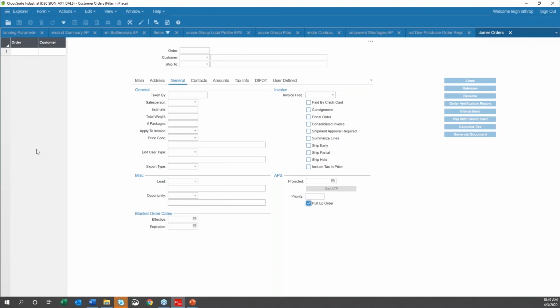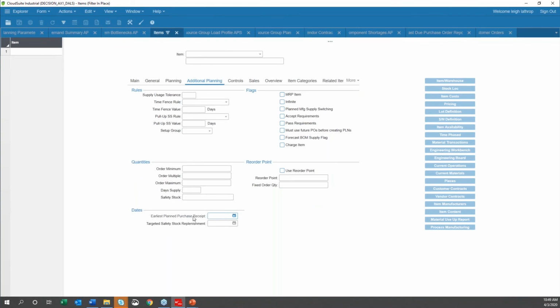And if we have changed the planning parameters, and we said in planning parameters that for a period of time we did not want to use expedited lead times, we need to turn that back on. If we went into some items and we changed the earliest planned purchase receipt, we need to take that off. If we went to purchase order lines and changed them from ordered to a filled status, take them back to an ordered status so that we can see that we think those materials are still going to come back in place.